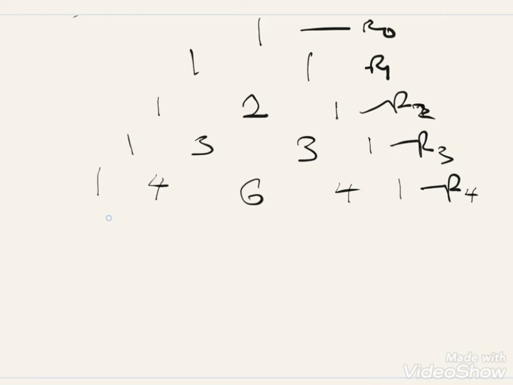For row 5, I sum 1 and 4 to have 5, 4 and 6 to have 10, 6 and 4 to have 10, 4 and 1 to have the same 5. Then I call that my 5th row, row 5. So you fix 1 at the extreme.